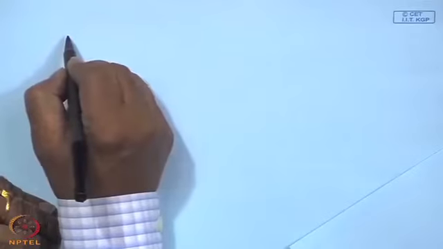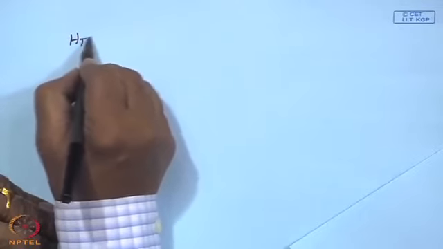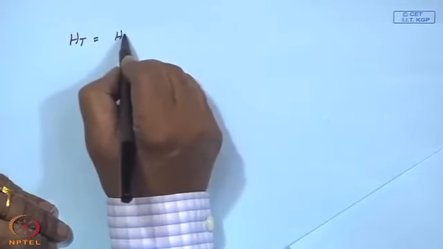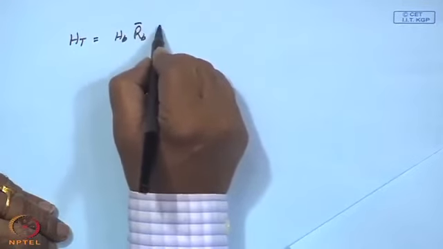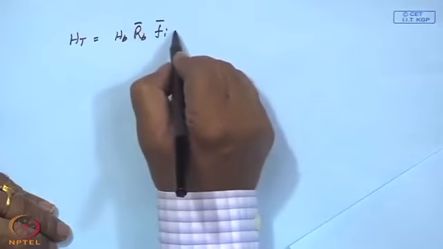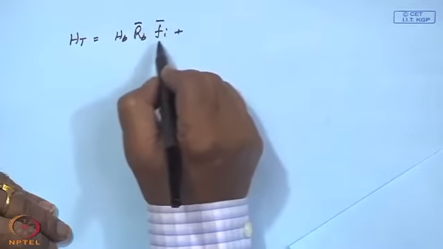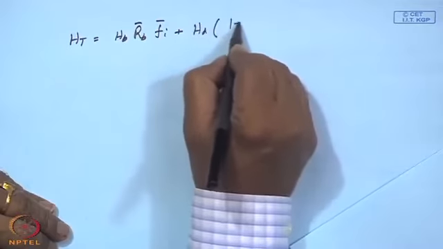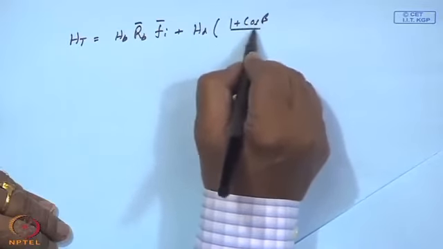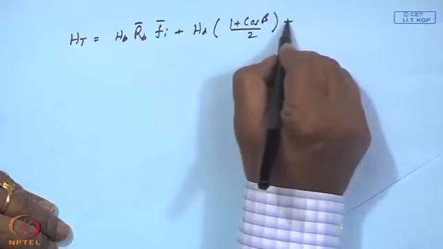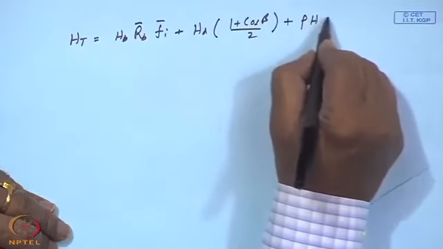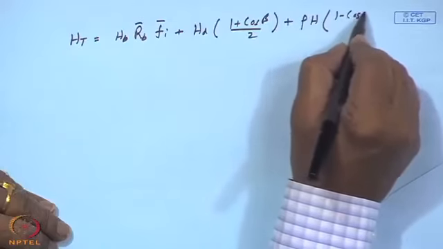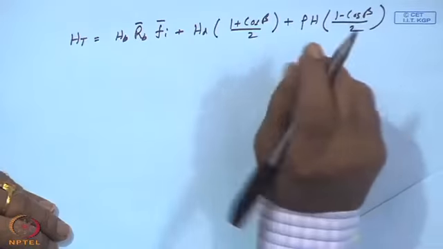If I extend this, just like we have done for the simple radiation unshaded, Ht should be equal to Hb Rb bar Fi bar. It is something like absorbed radiation, except that this is a shading factor times the diffuse radiation plus the ground reflected radiation.